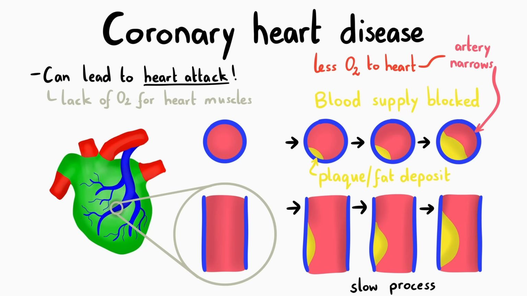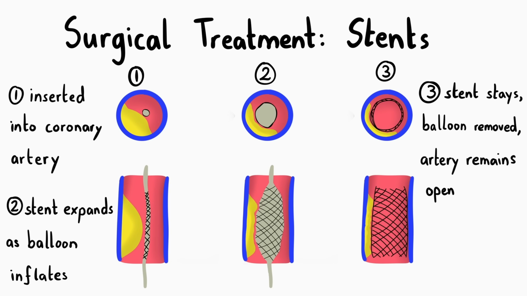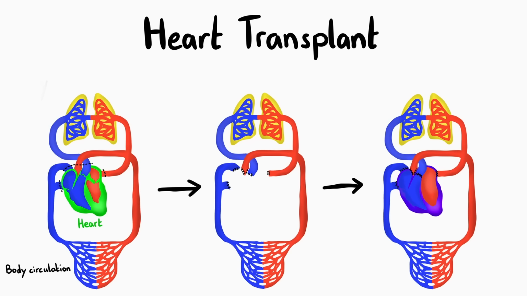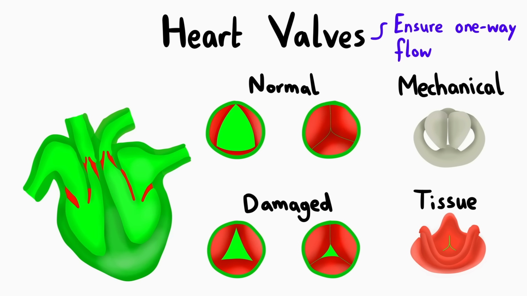Let's start by going over exactly what we'll cover in this video. We'll begin by understanding what coronary heart disease is and how it develops. Next, we'll look at how stents are used to keep coronary arteries open and restore blood flow. Then we'll explore the role of statins in reducing blood cholesterol levels. We'll also discuss mechanical devices and heart transplants for treating severe heart failure. And finally, we'll examine how damaged heart valves can be replaced using biological or mechanical alternatives, along with blood substitutes in cases of major blood loss.